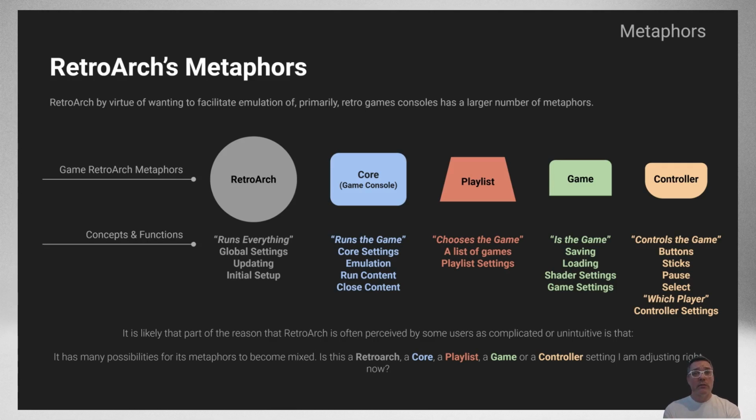Then there's cores, and cores are kind of equivalent to the games consoles in the previous example, but obviously RetroArch supports multiple cores, many cores. Some of them are games consoles, some of them are DOS boxes, for example, and they're all bracketed as games consoles just for ease of understanding for everyone. Then you have playlists, and playlists are obviously a collection of games, which brings us on to games as a concept, and then also controllers.